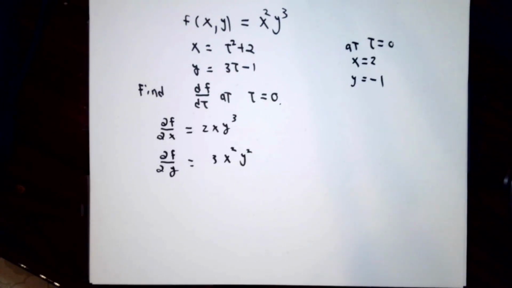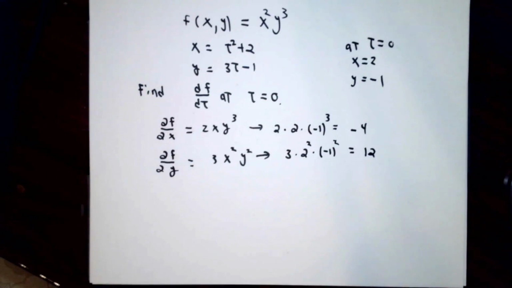The partial derivative of f with respect to x is 2xy cubed, and the partial of f with respect to y is 3x squared y squared. I have to evaluate these two partial derivatives at the point that I'm interested in. The point on the graph where t is 0 has x equal 2 and y equal negative 1. At the point of interest, the partial of f with respect to x is negative 4, while the partial of f with respect to y is 12.